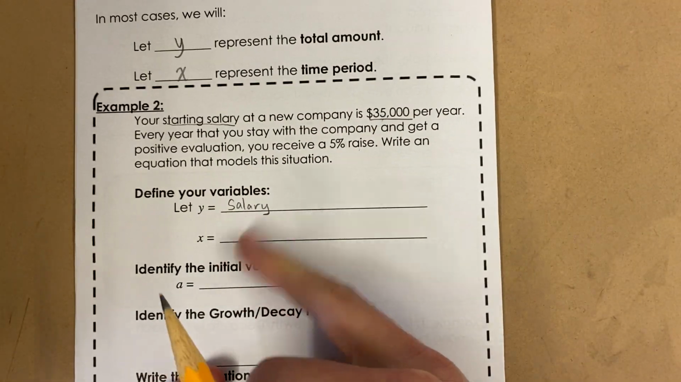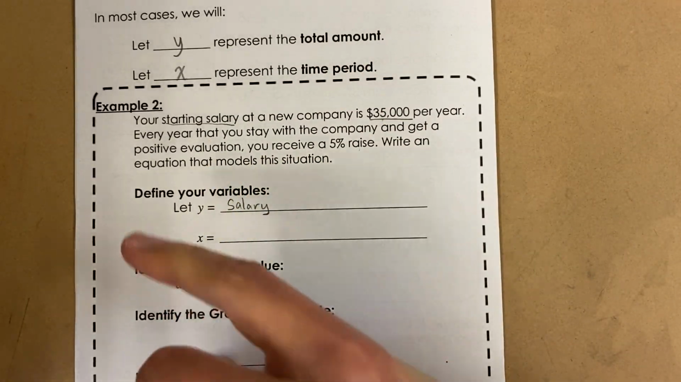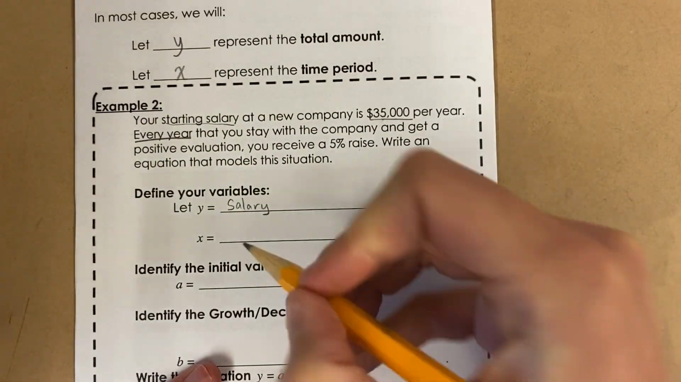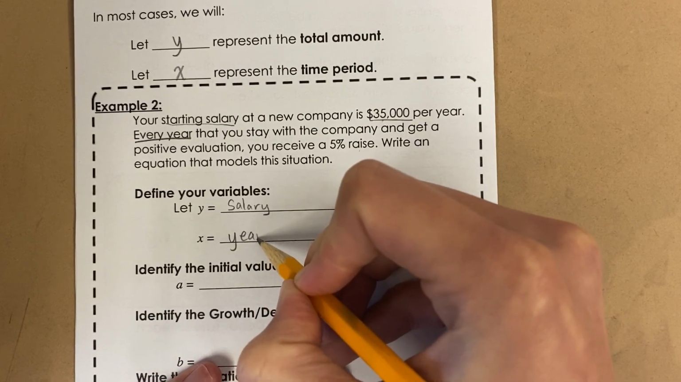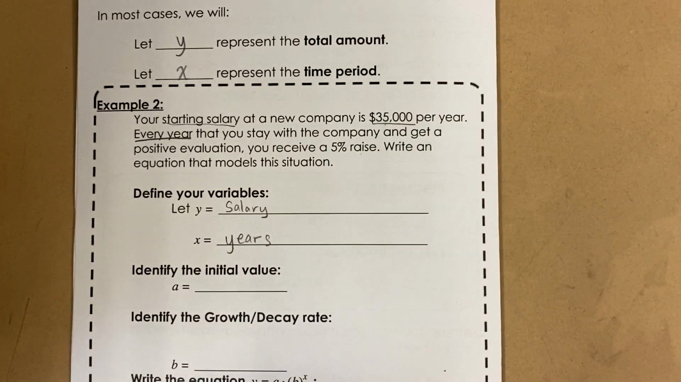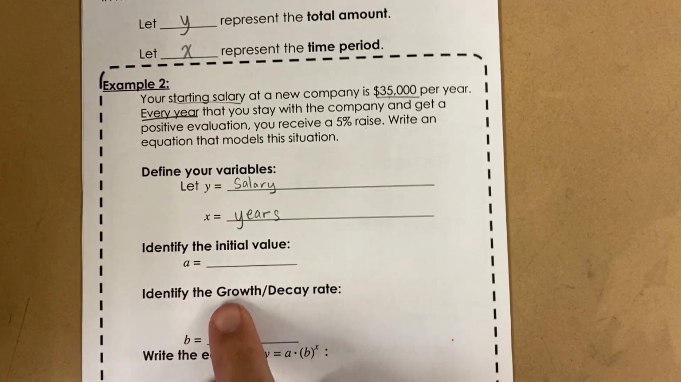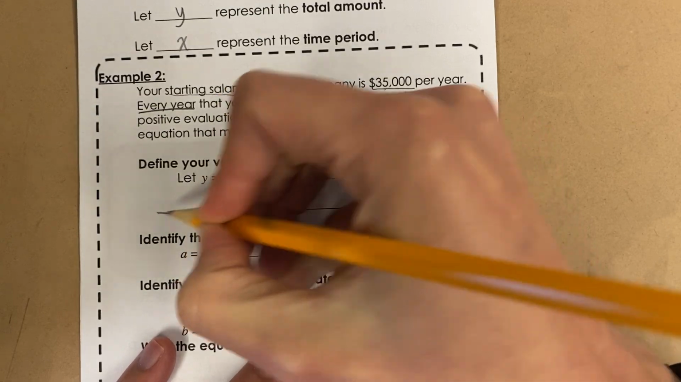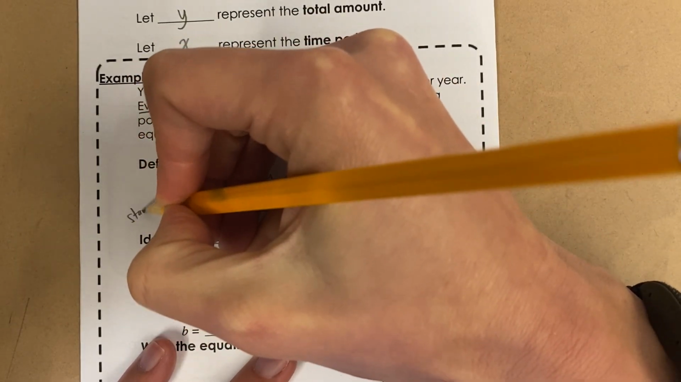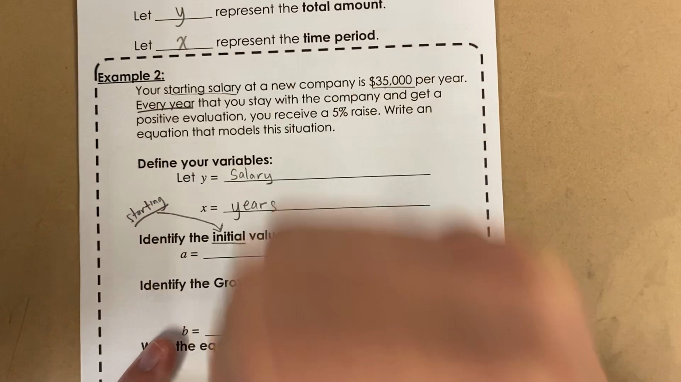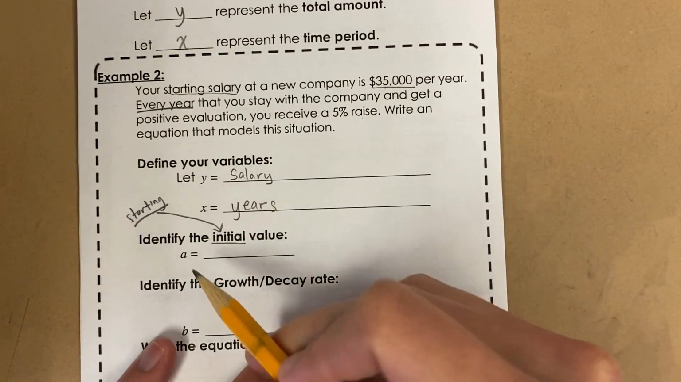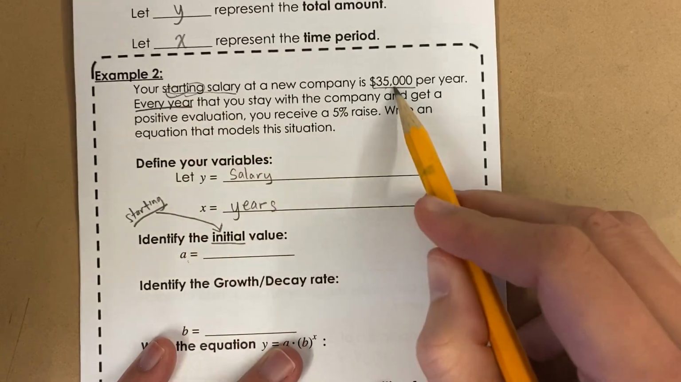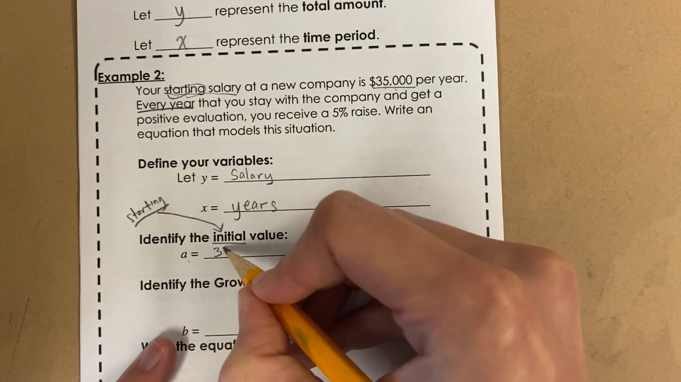Now, the x is the time period. So in this case, what time period are we talking about? Are we talking about days, hours? I read and I say, oh, every year. So in this case, x is the number of years. Now, I'm going to identify two pieces before I can write an equation. I'm going to first identify the initial value. Initial means starting, like if you write your initials, that's the starting letter of each of your names. So a is what's called the initial value. It says my starting salary is $35,000 a year. So my initial value is $35,000.